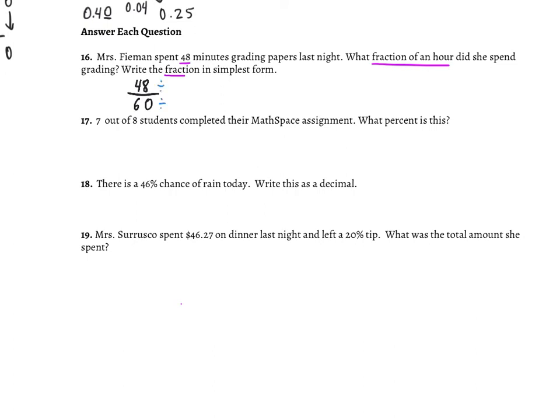Your 48 over 60. You could divide the top and the bottom both by 4, and we would get 12 over 15. And then I can go even one more time there and divide the top and the bottom both by 3, and I get 4/5 of an hour. Whew, that's a lot of time grading papers.